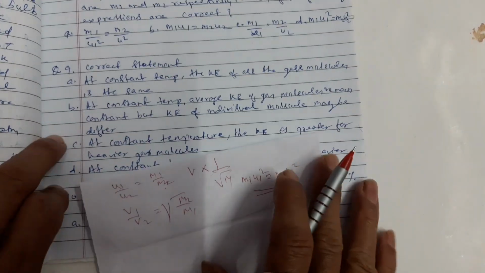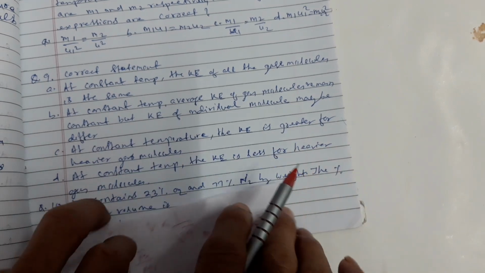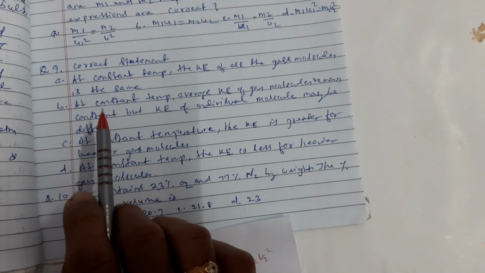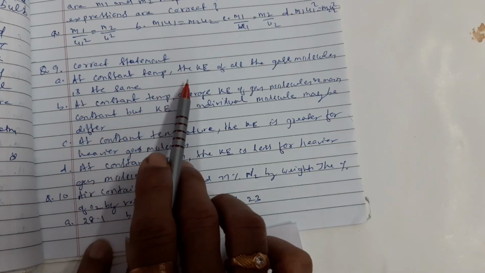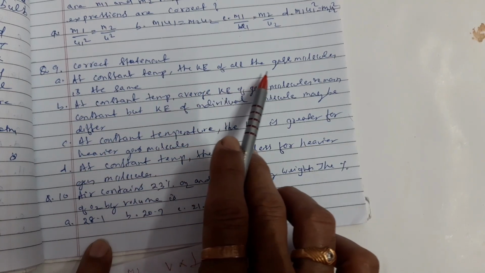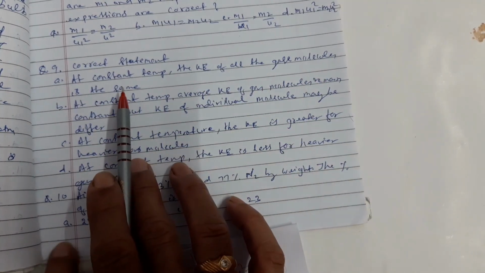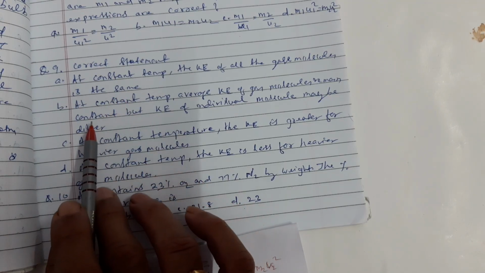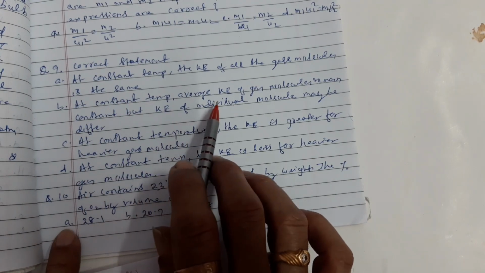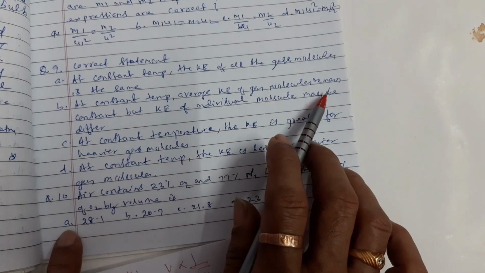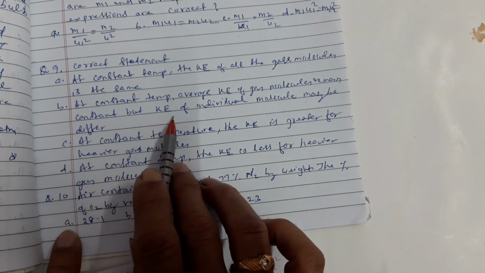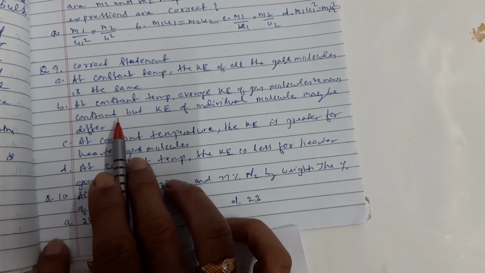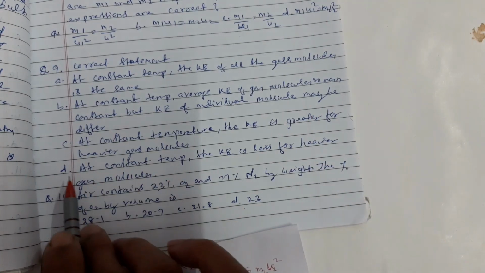Next, which one is the correct statement? At constant temperature, the kinetic energy of all the gas molecules is the same. So it is not correct. At constant temperature, the average kinetic energy of gas molecules remains constant, but the kinetic energy of individual molecules may differ. So choice B is the correct answer.